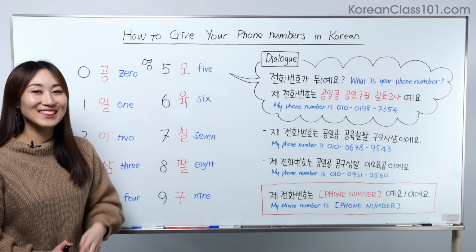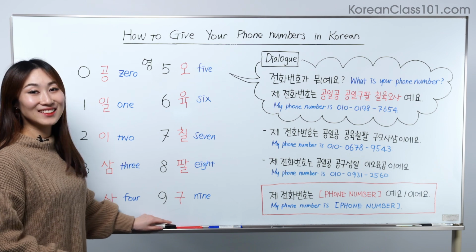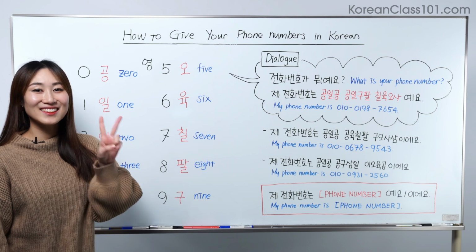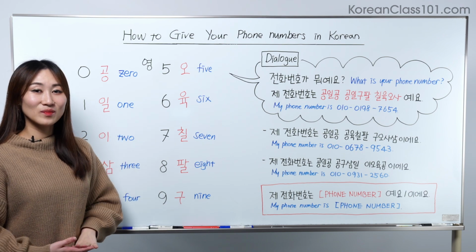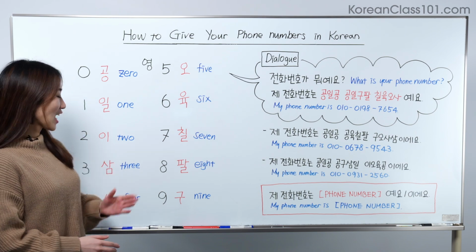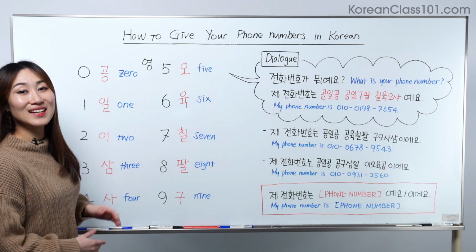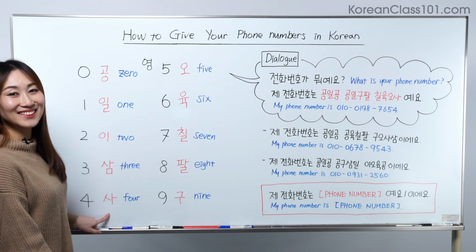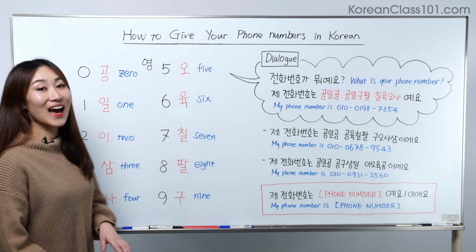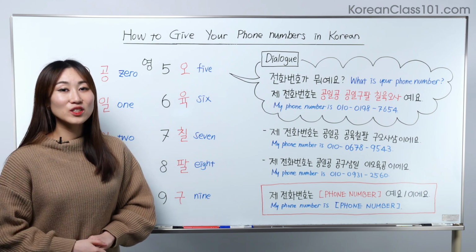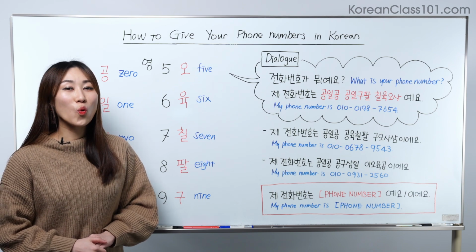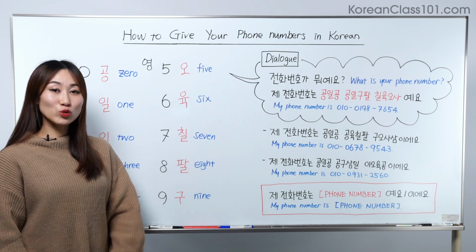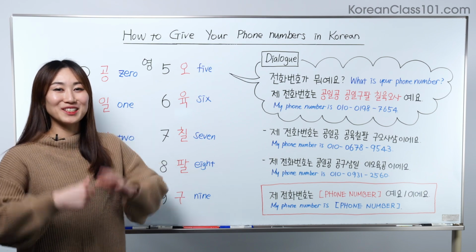1 is 일. 2 is 이. 3 is 삼. 4 is 사. 5 is 오. 6 is 육.